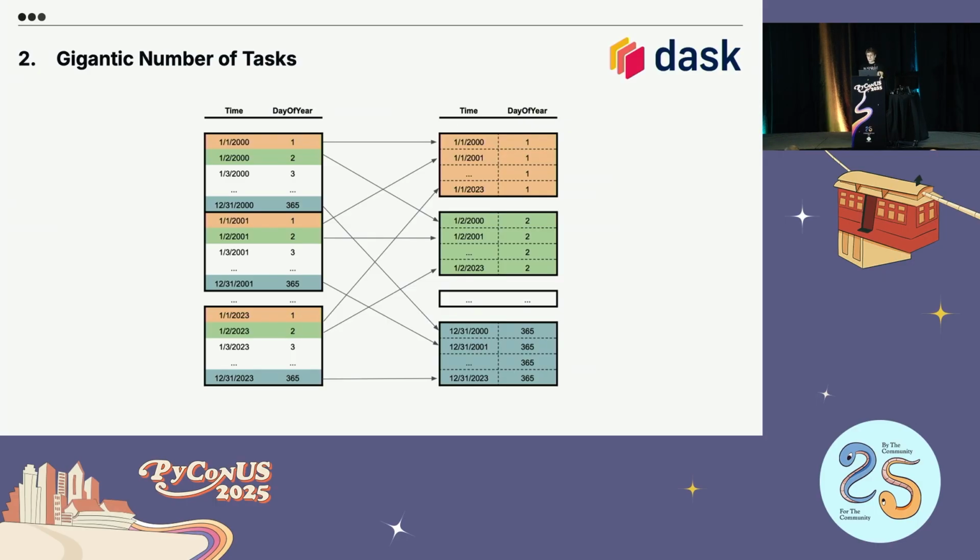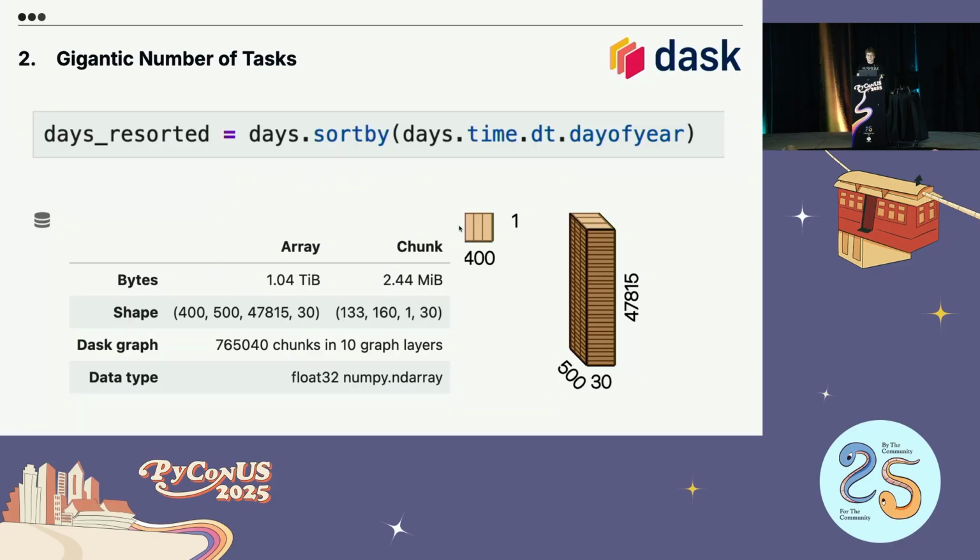That is not a good idea because if you do that, then you end up with our time axis sliced down to 1 instead of, I think we had 100 something before. And we ended up with lots of chunks, like 765,000, just to represent 1 terabyte of data. If you end up with 700,000 chunks, that might be fine.